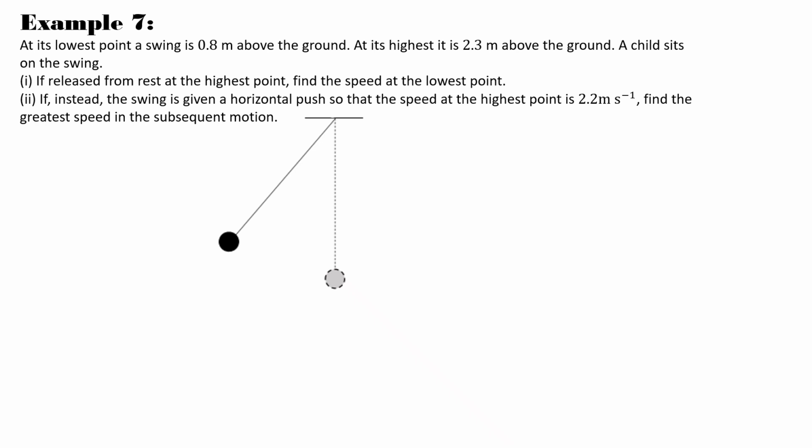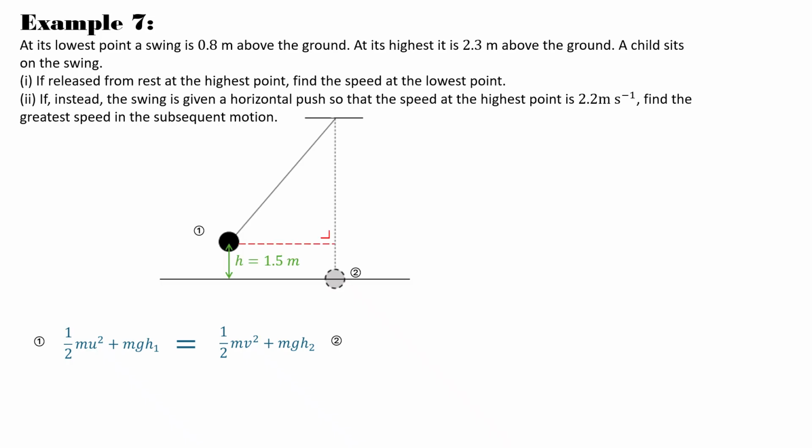So part 2 then says, if instead the sling is given a horizontal push, so the speed at the highest point is 2.2, find the greatest speed in subsequent motion. Now, the first thing you might say is, well, it's a horizontal push. Do we need to start resolving? And the answer is no, because if you remember, energy is scalar. So that v represents speed. So it doesn't matter. We're literally just plugging that speed into that formula.